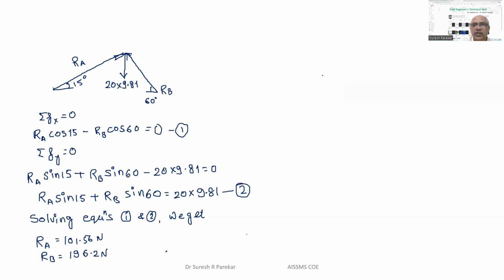Now we can solve this by using Lami's theorem. So I have this as RA making angle 15 degrees, weight acting downward 20 into 9.81, and then we have this angle 60 degrees, which is of RB. Now if you calculate this angle, 180 minus 60, 120 minus 15, 105 degree. This total angle becomes 150 degrees. And this angle again becomes 105 degrees.